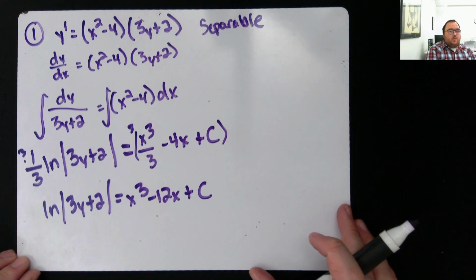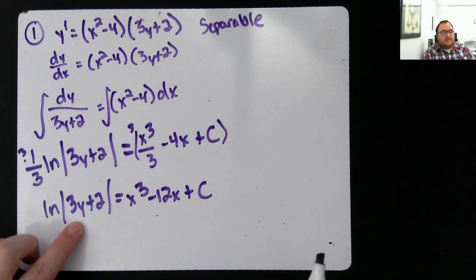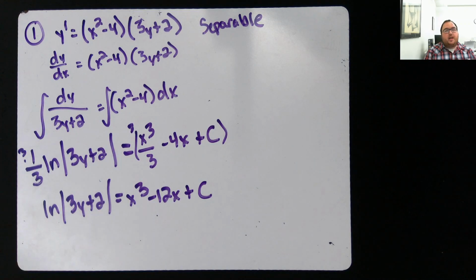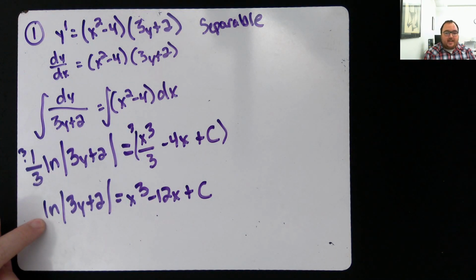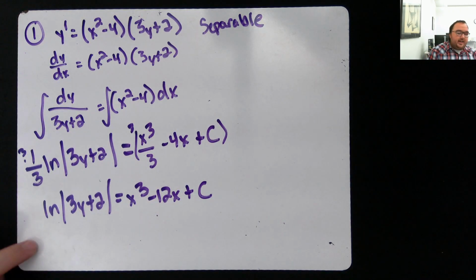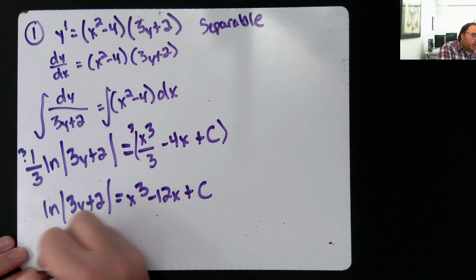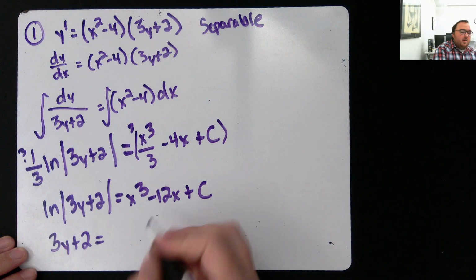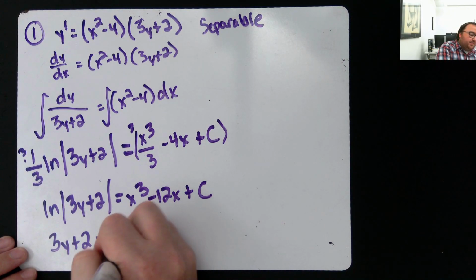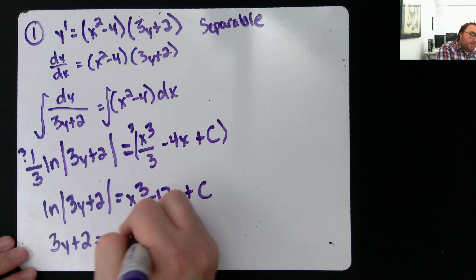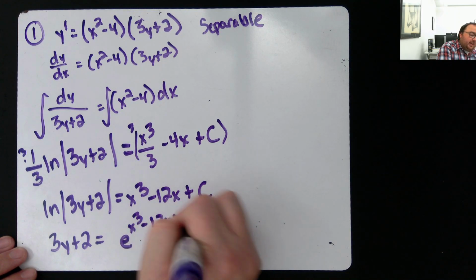So I'm wanting to solve this for the y. Y is inside of a natural log, so think about how I solve logarithms. This is log base e, which means I want to raise both sides to the e. E to the natural log is going to cancel out, leaving me with just 3y plus 2 equals. This side, I'm going to do e to the power of x cubed minus 12x plus c.